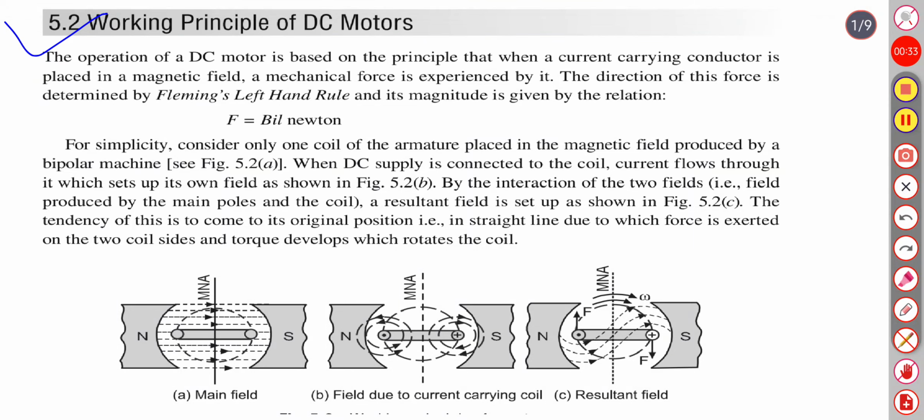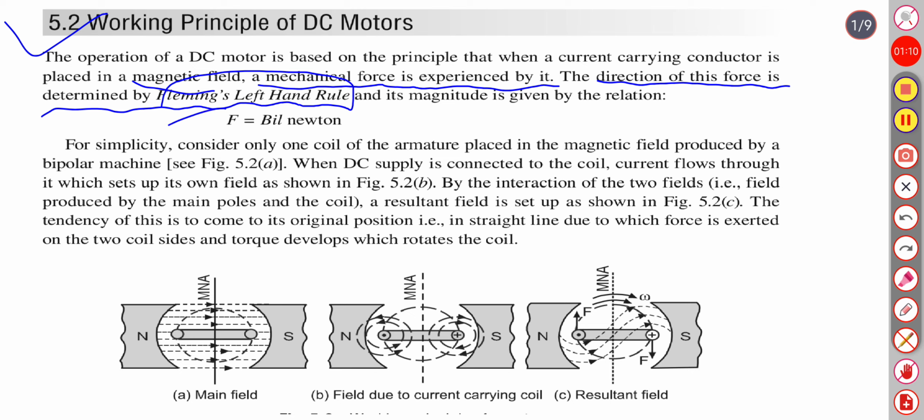The operation of a DC motor is based on the principle that when a current carrying conductor is placed in a magnetic field, a mechanical force is experienced by it. The direction of this force is determined by Fleming's left hand rule. In case of generator and transformer, we apply Fleming's right hand rule, but in case of DC motors, we apply Fleming's left hand rule.